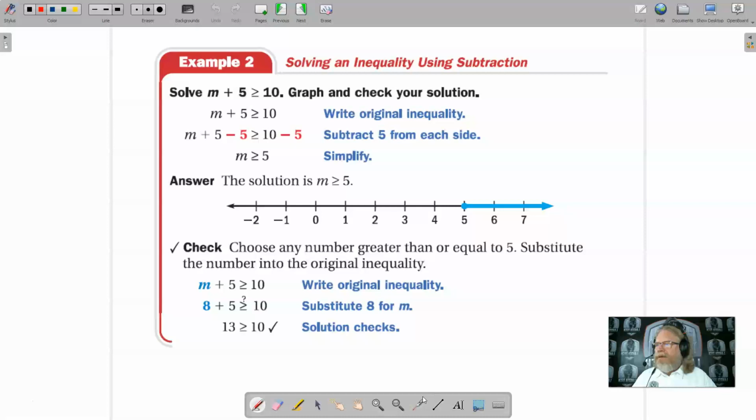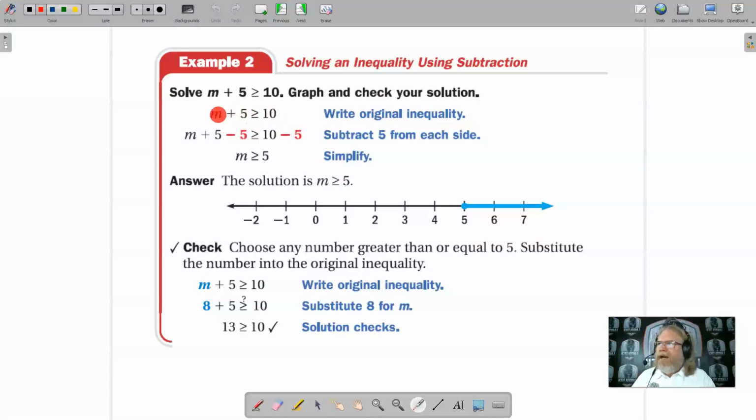So here in example 2, solving an inequality using subtraction. So we have solve m plus 5 is less than or equal to 10. And then it wants you to graph and check your solution. So we're going to rewrite the original inequality. M plus 5 is greater than or equal to 10.